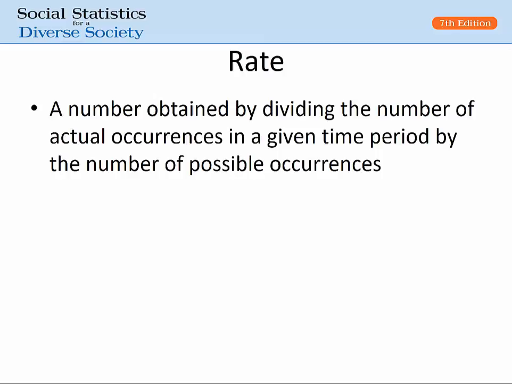When we're counting frequencies, we can also use frequencies to establish rates. So sometimes we hear about the death rate or the birth rate or the rate of a particular disease. And a rate is just the number that we get by dividing the number of actual occurrences in a given time period by the number of possible occurrences.